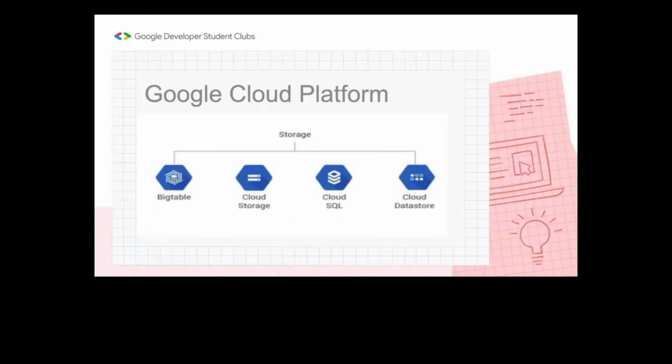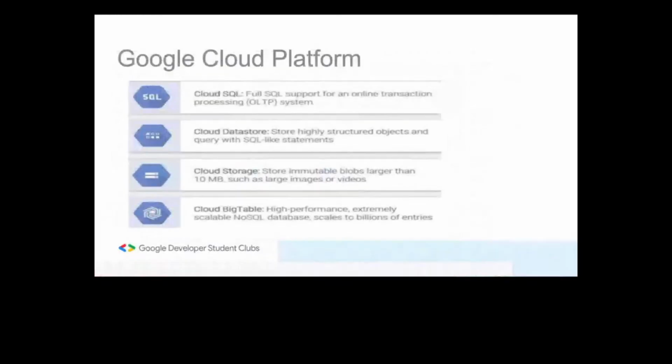Storage services: Cloud SQL, Cloud Storage, Bigtable, Cloud Datastore. All these are examples. Cloud SQL provides full SQL support for an OLTP system. Cloud Datastore provides storage for structured objects, and you can query with SQL-like statements. Cloud Storage provides blob storage, where you can just put in any kind of data that you have. Cloud Bigtable is basically a NoSQL database. It's highly performant and highly scalable.